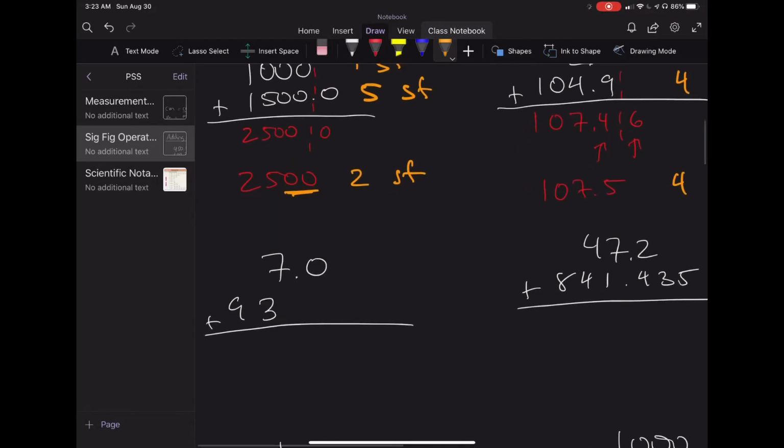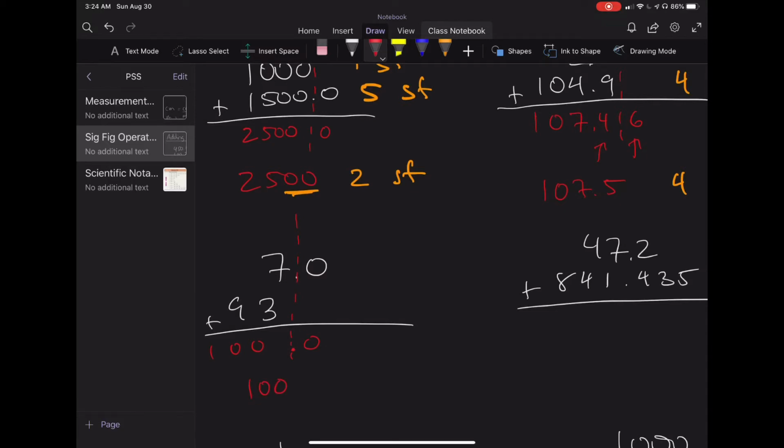Next example for adding. 7.0 added to 93. This is how I'm going to draw my dotted line. So 7.0 plus 93, we get 100.0. But that 0.0 falls on the other side of our line, so we're just going to have it be 100.